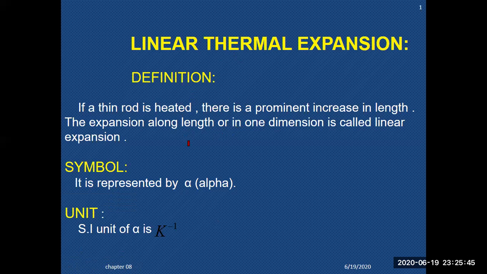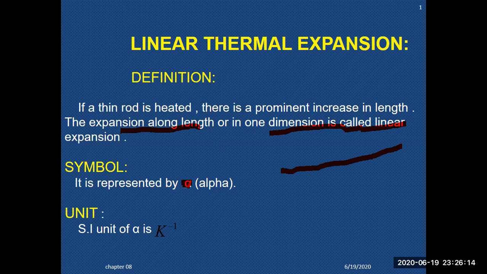The expansion along the length, or in one dimension, is called linear expansion. Suppose this is a metal wire, you heat it, it increases in one direction, only one dimension. So that's why it is called linear thermal expansion. So again, repeat. The increase in length of the object after heating is called linear thermal expansion.